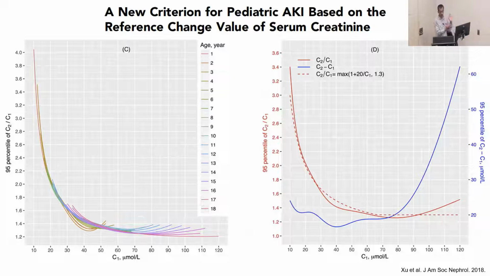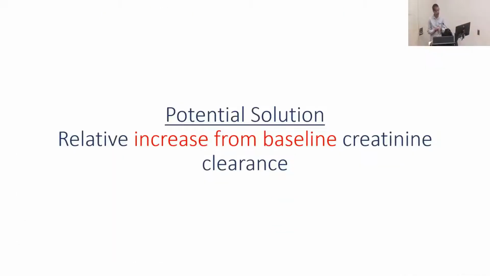So if you were to look at the 2 definitions that I present, they have similarities, which is change from baseline. So perhaps what we need to do is to look at a relative increase from baseline of creatinine clearance. And that may be the way to look at ARC in pediatric population.